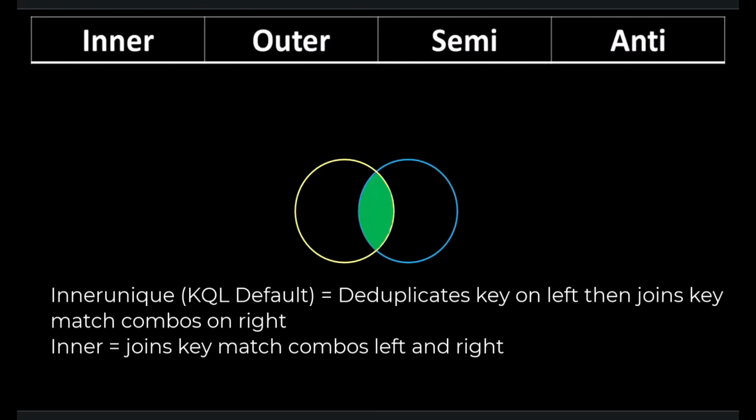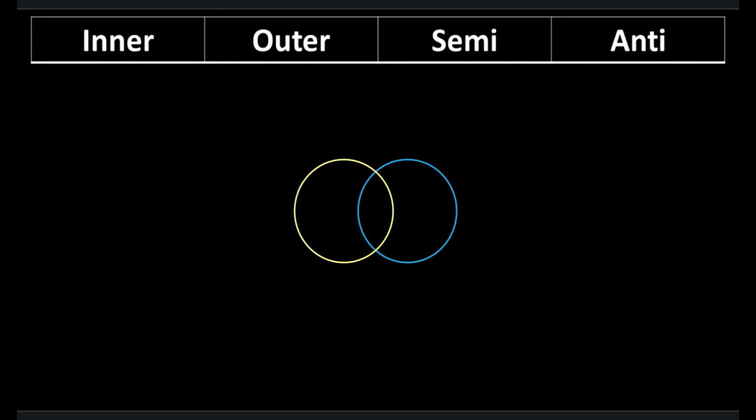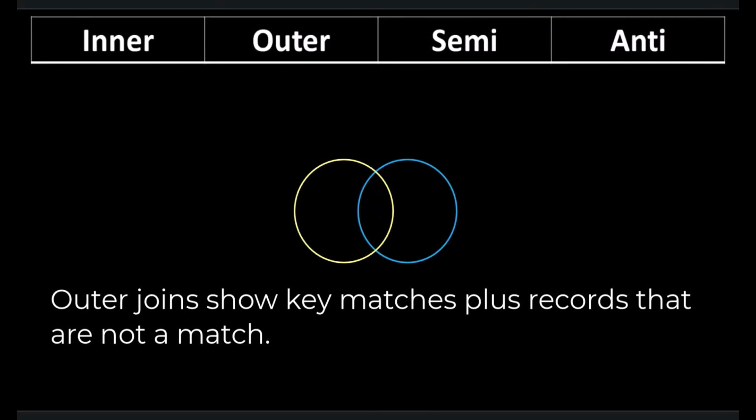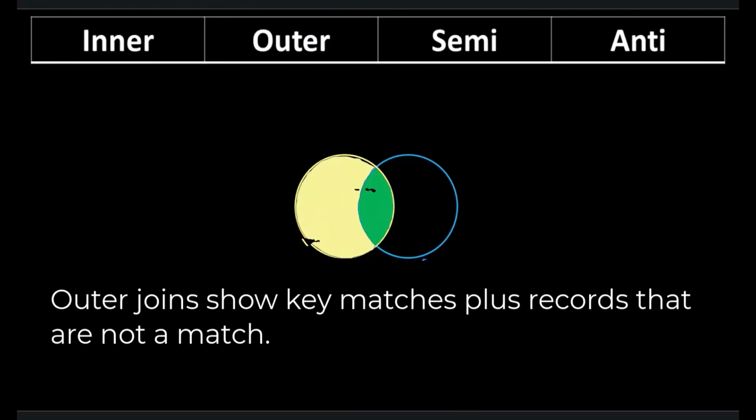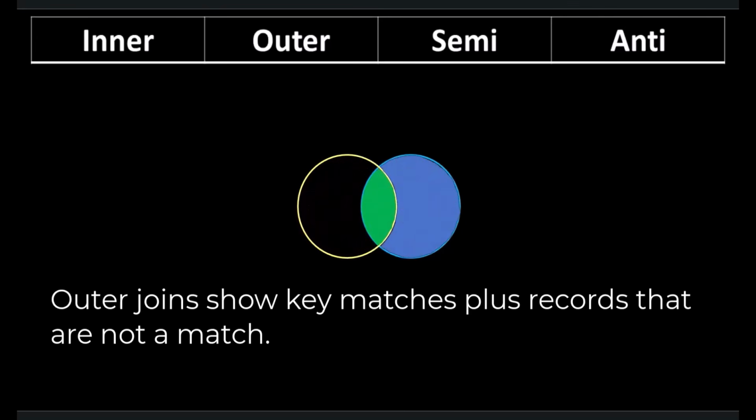While inner joins only show records with key matches from both tables, outer joins show the key matches and include records that are not matched. There are three types of outer joins: a left outer, right outer, and full outer. A left outer will show you all the inner matches, plus add records from the left table that are not a match. A right outer will show all inner matches, plus add records from the right table that are not a match. And a full outer will show all records with matches and records from both tables without a match.